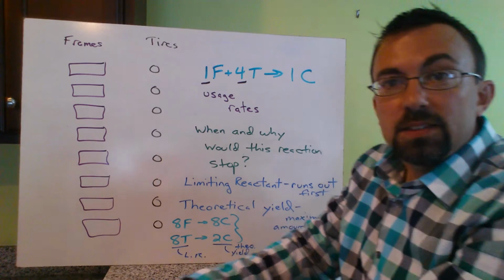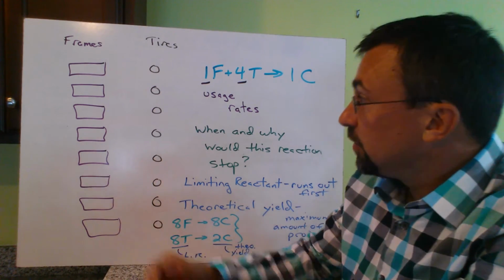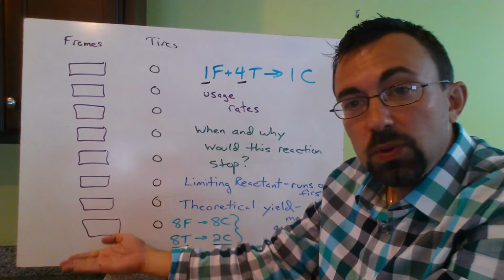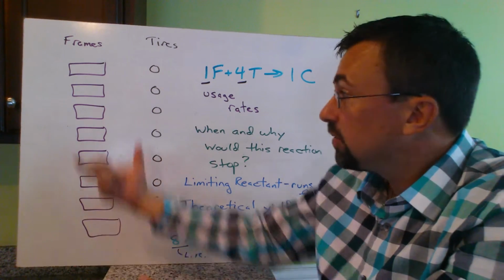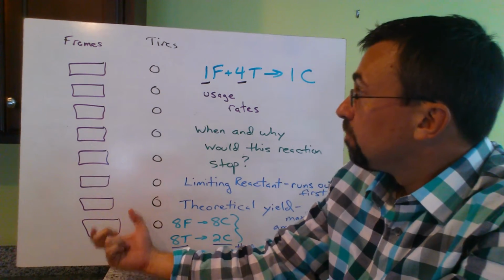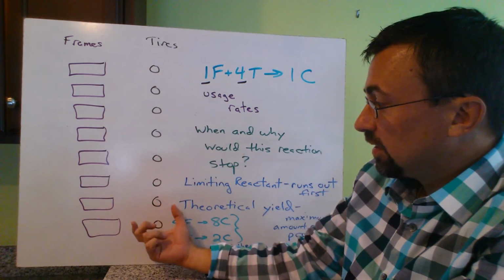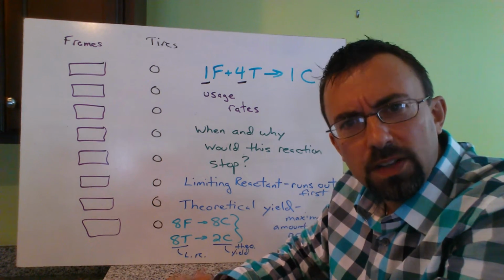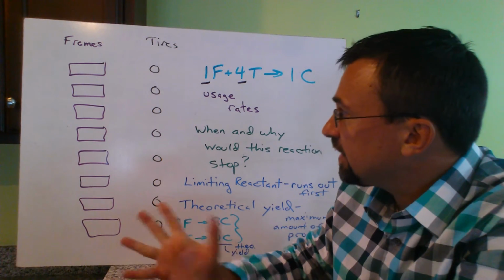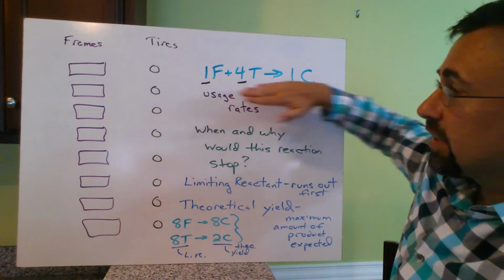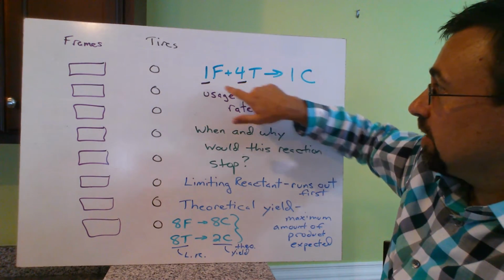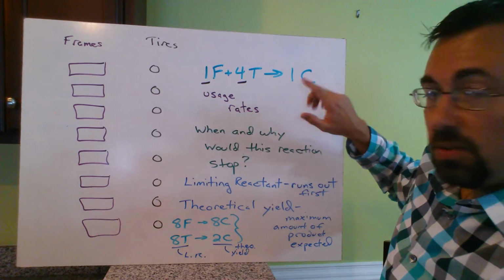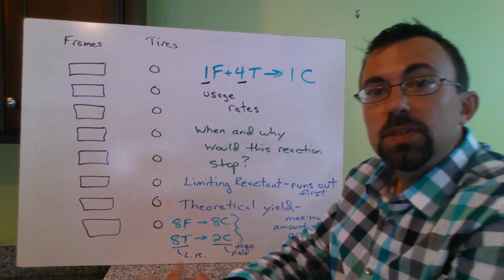So let's go back to my awesome artistic ability. You can see 8 beautiful BMW frames here. You can see 8 beautiful white wall tires here. And let's go back to our chemical equation: 1 car frame plus 4 tires can yield me 1 car. Now let's go back to the stoichiometry idea.